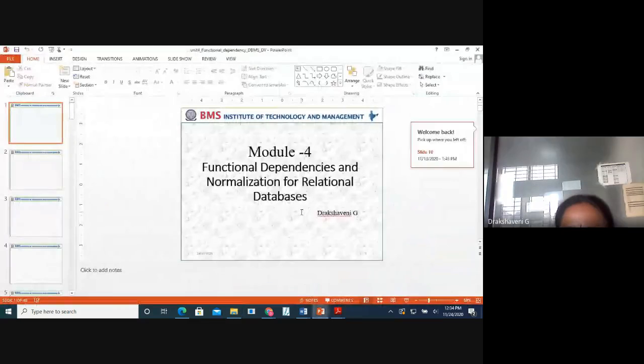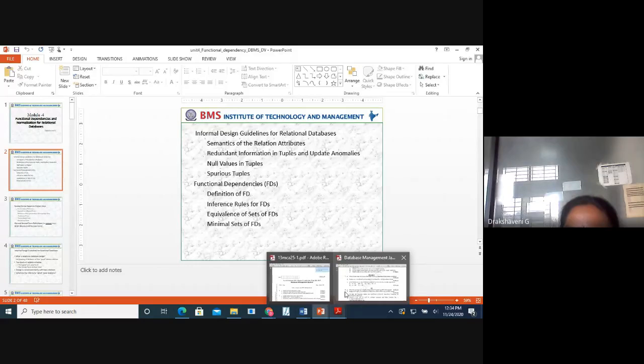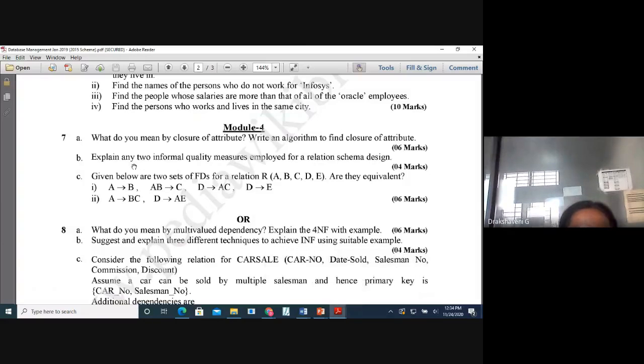So you can see here, what is the informal: schematic, redundancy, null value, and surplus. So these are the informal guidelines given to us. You have to write these 4. Explain any 2 informal quality measures employed for a relation schema design. So that's what you have to do, 2 informal quality measures.